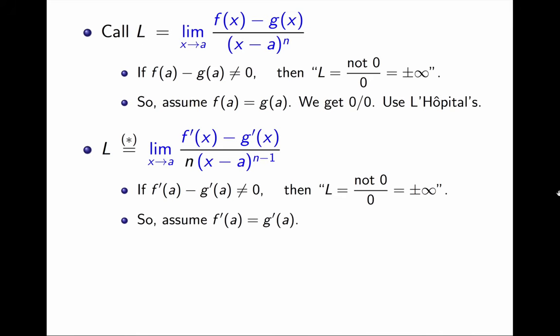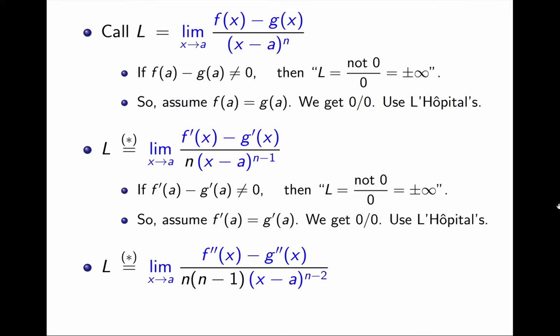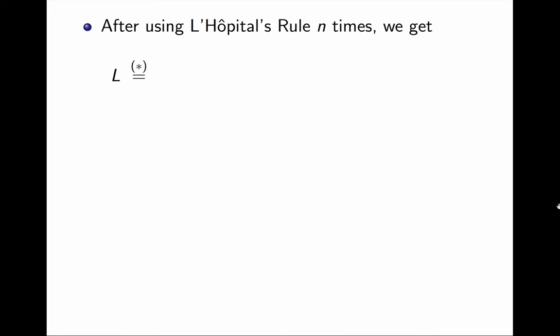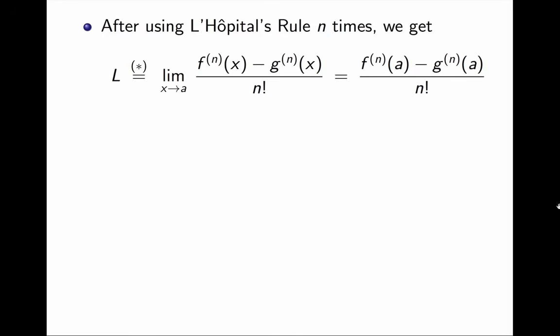So let's discard that case as well, and assume f prime of a equals g prime of a. Then I have an indeterminate form of type 0 over 0 again. I use L'Hopital's rule again. And I keep going. After using L'Hopital's rule n times, I get that L equals the limit as x approaches a of the difference of the nth derivatives on the top over n factorial on the bottom. And since the derivatives are continuous, I simply evaluate at a.